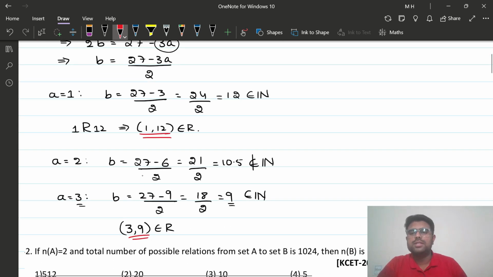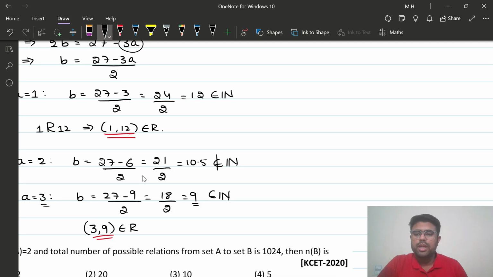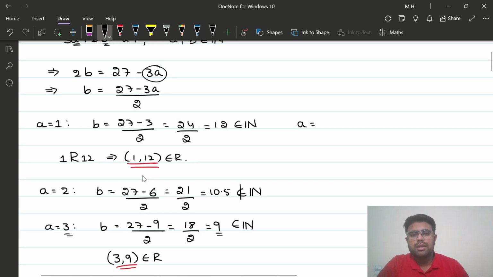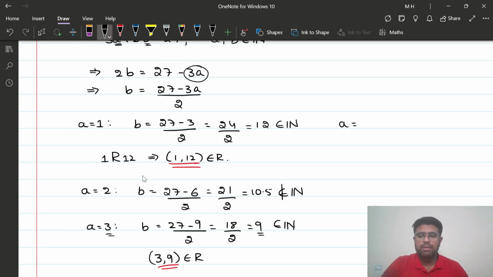Now what I'll do is I will substitute a equal to possibly, after 3, I have to substitute 4. But see, if I substitute 4 here, what is going to happen? 3 fours are 12. Okay, 27 is an odd number and 12 is an even number. So odd minus even is going to be odd. So odd by 2 is never a natural number. So it is of no use substituting the even numbers here.